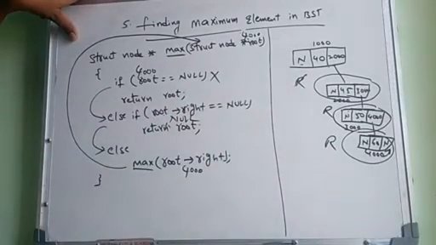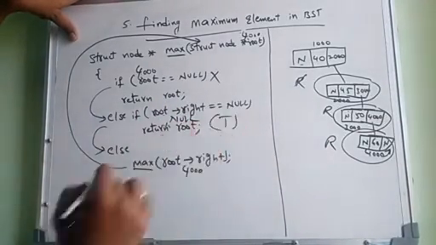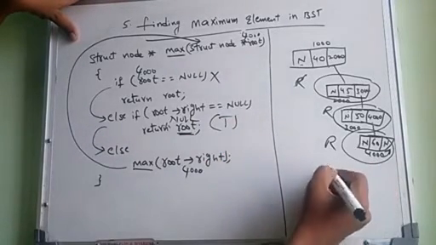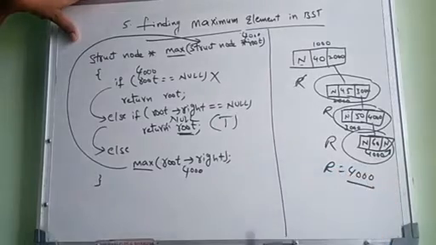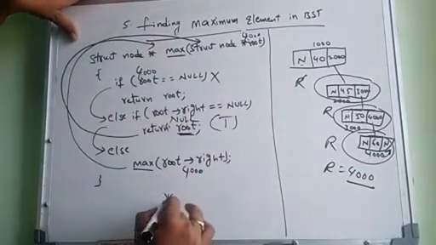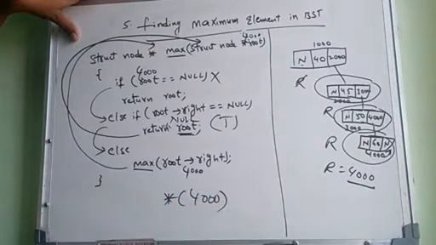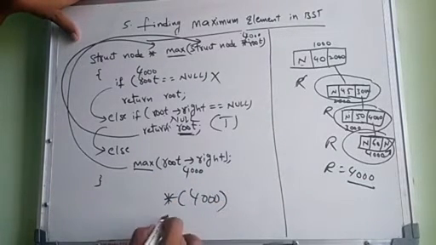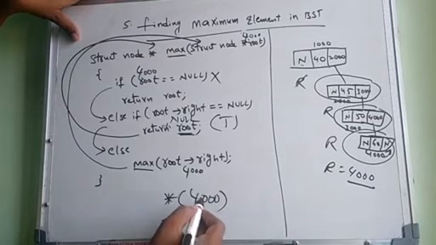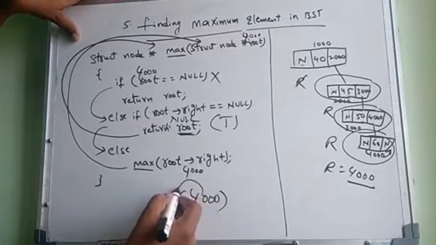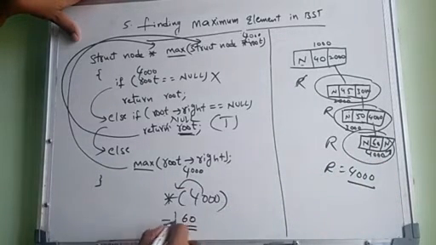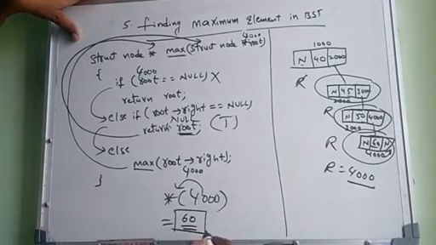Null equal to null: the condition is true. If the condition is true, return the root value. What is the root value now? The last root value is 4000. It returns the root value, star 4000. What is the value at star 4000? The node with the address 4000 holds the value 60. It prints that the maximum element in the binary search tree is 60.